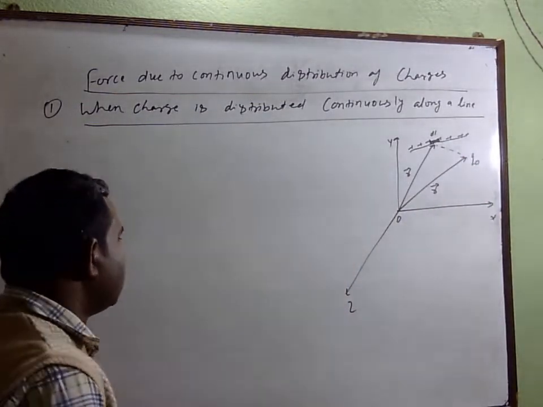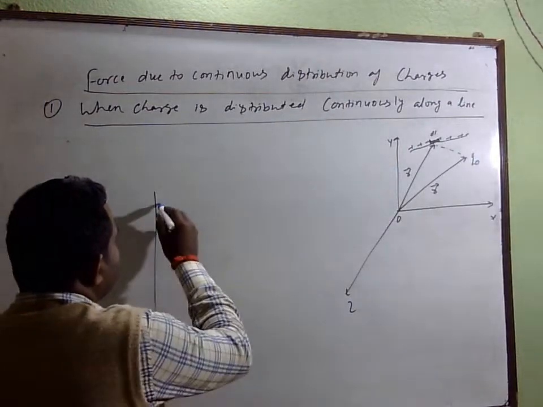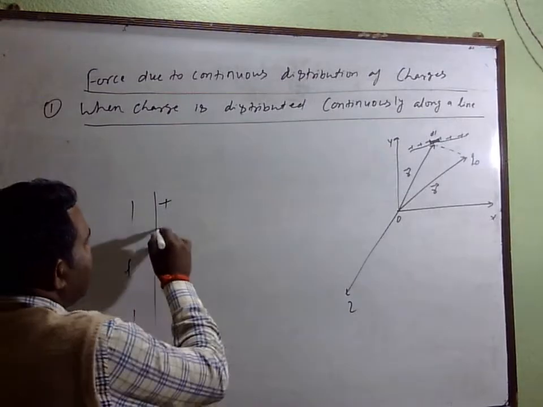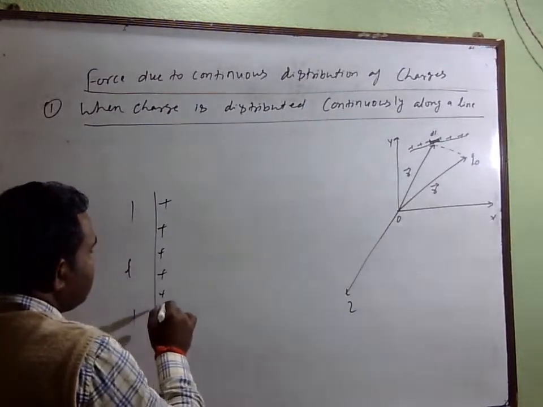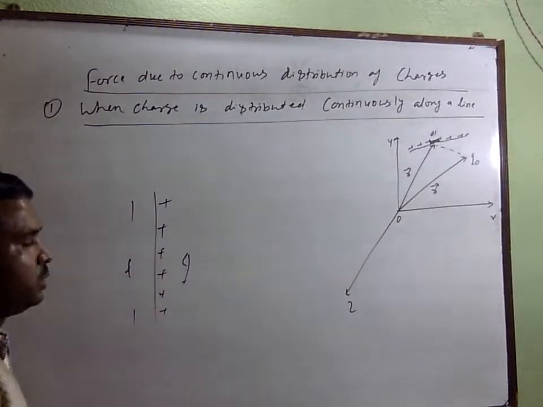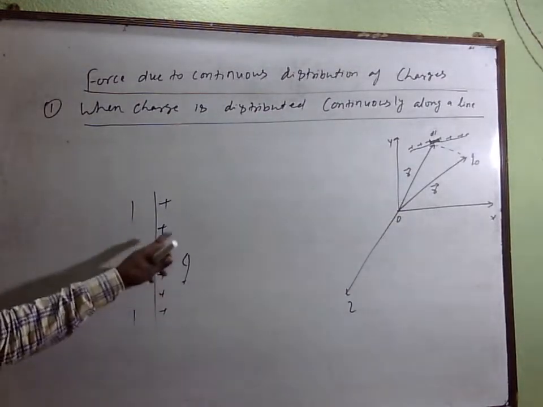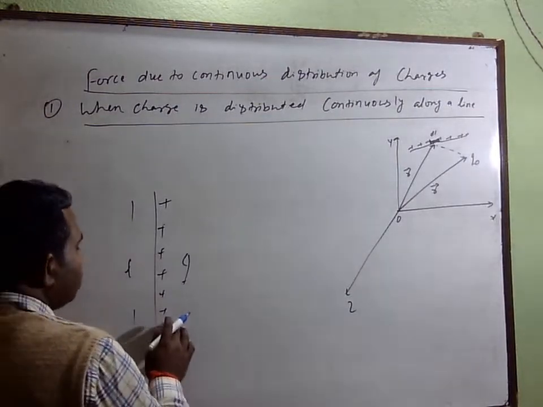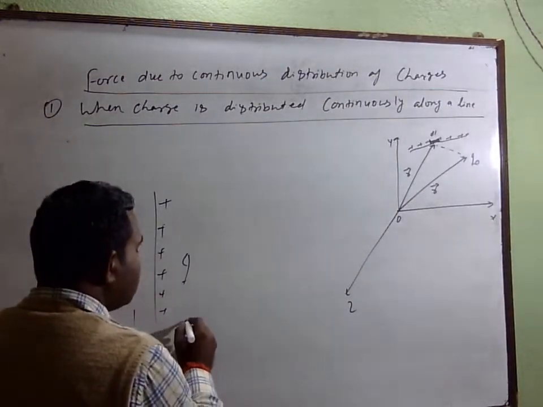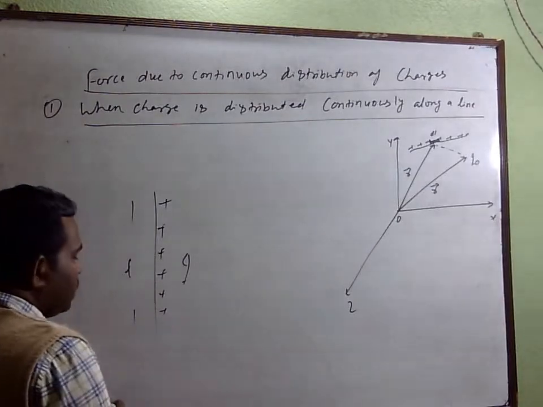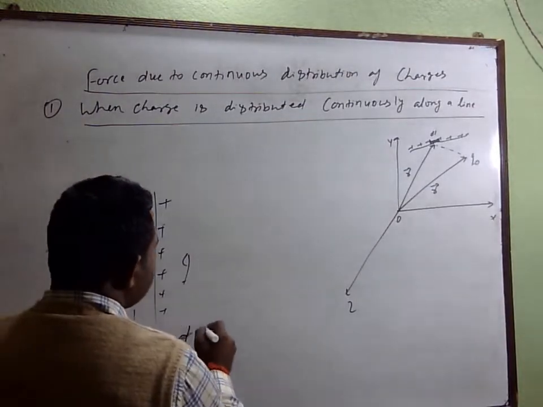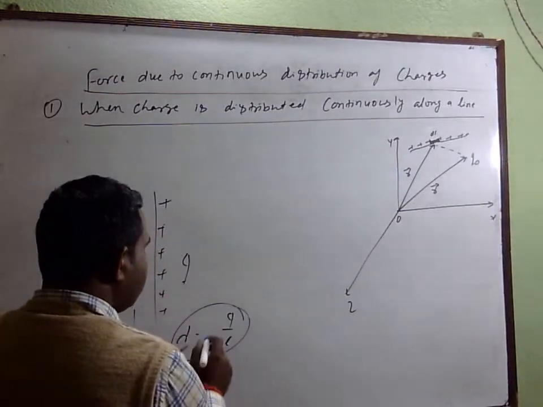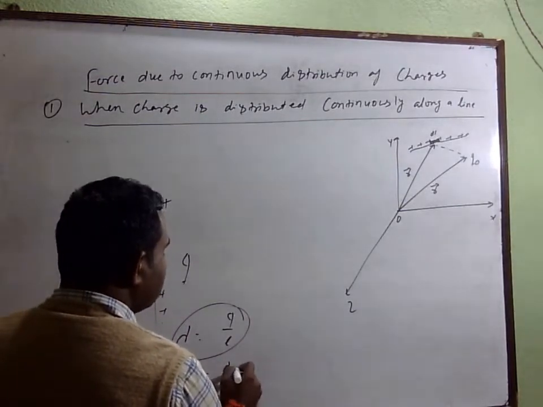Before this, suppose that this is a line and its length is L, and suppose that many charges are distributed on it. You can assume that Q is the total charge and L is the length over which it is distributed. Then if you find the linear charge density, you will write lambda equal to Q by L. And if you find the value of Q, it will be lambda L.